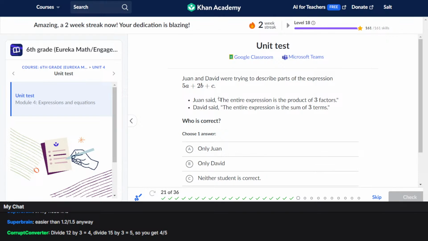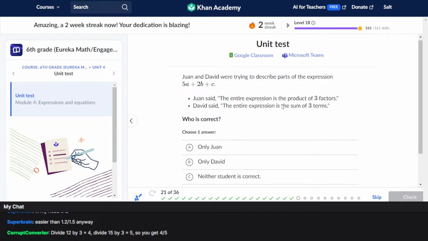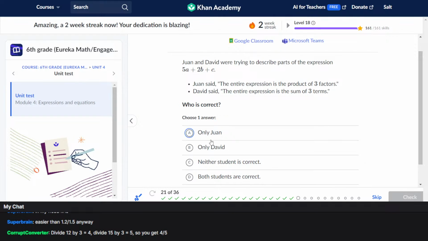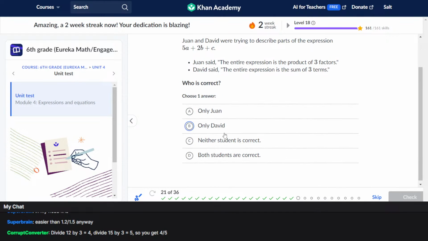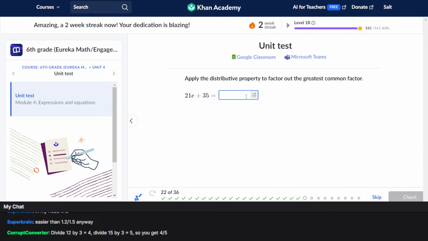Juan and David were trying to describe parts of the expression. Juan said the entire expression is the product of 3 factors. No. David said the entire expression is the sum of 3 terms. David. Apply the distributive property to factor out the greatest common factor. Okay. That's 7, I think.